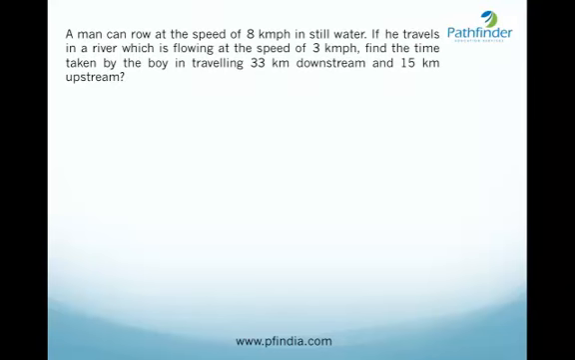Let us look at a few simple questions based on boats and streams. A man can row at a speed of 8 km per hour in still water. If he travels in a river which is flowing at an average speed of 3 km per hour, find the time taken by the boy in traveling 33 kilometers downstream and 15 kilometers upstream.